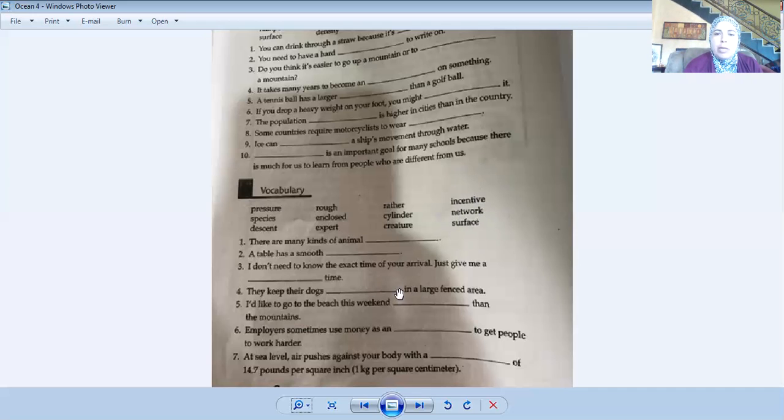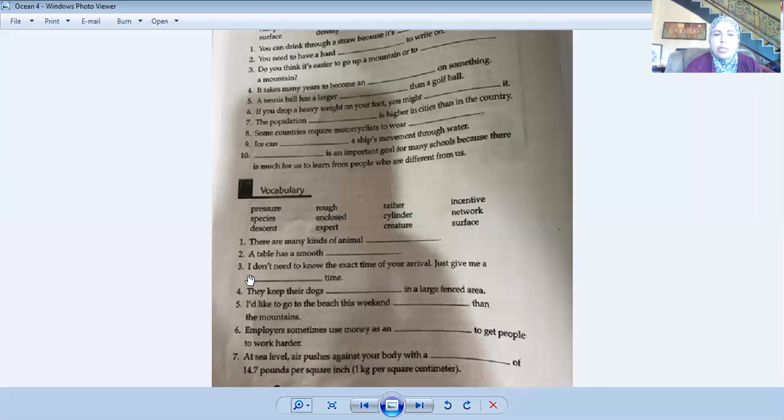So now we want to make use of these words to complete the following sentences. So there are many kinds of animal. The best word would be species, right? Kinds probably in the world, and so on. A table has a smooth what? What does the table have? A smooth, of course, surface is the best word, right?